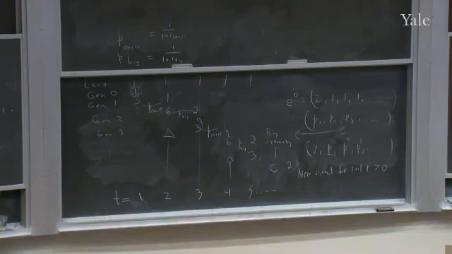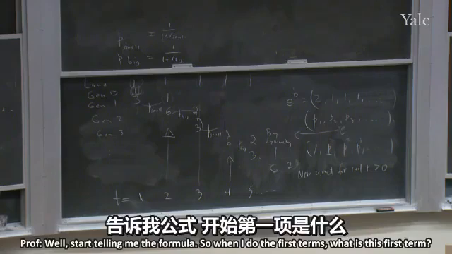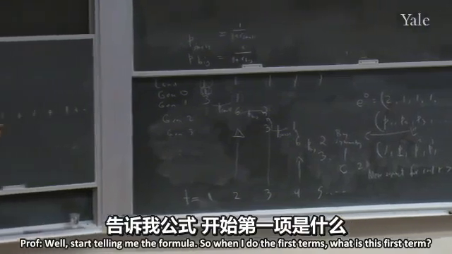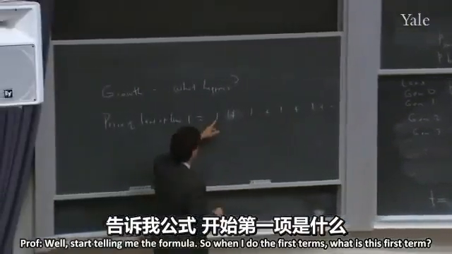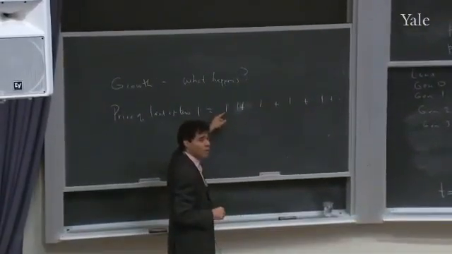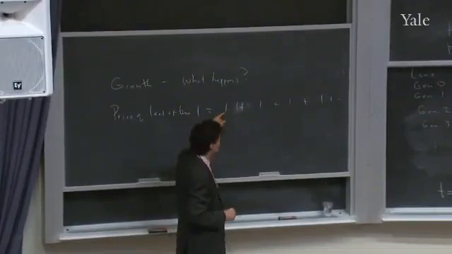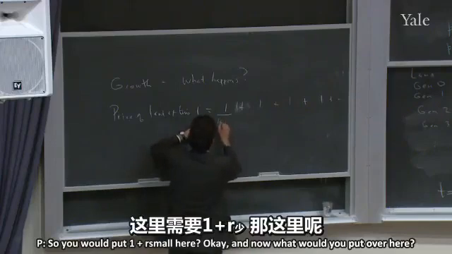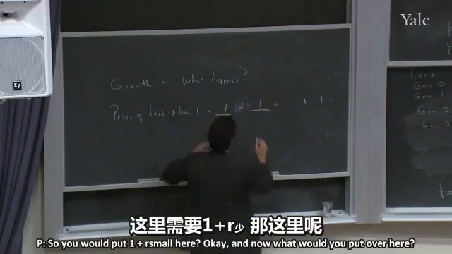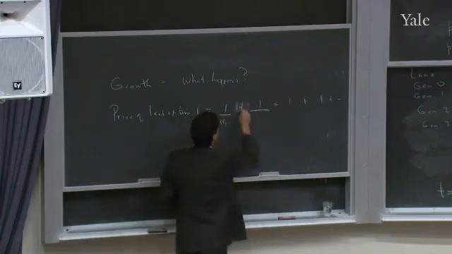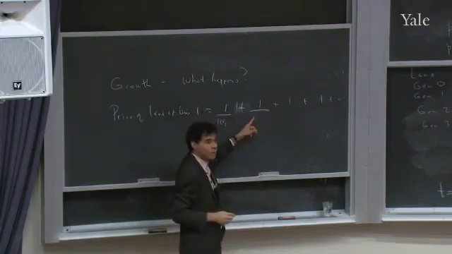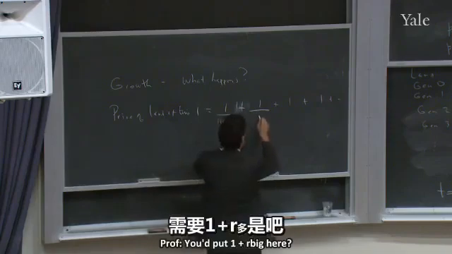Yes? It's a geometric average of R small and R big. Well, start telling me the formula. So if I want to do the first terms, what is this first term? It's R small. So you would put 1 plus R small here. Okay, and now what would you put over here? What? 1 plus R big. You'd put 1 plus R big here.